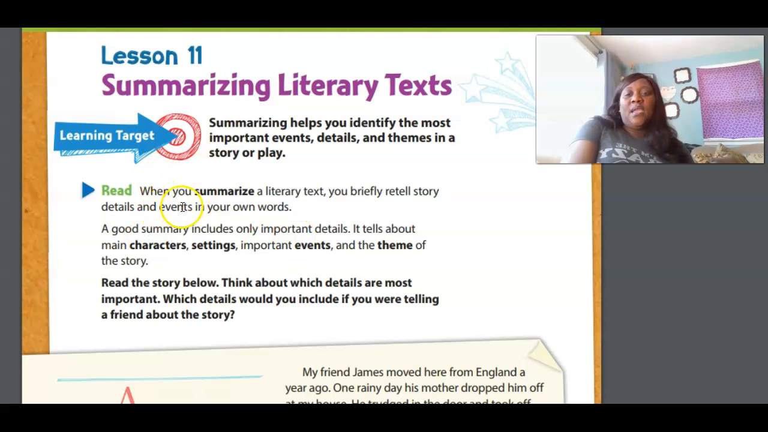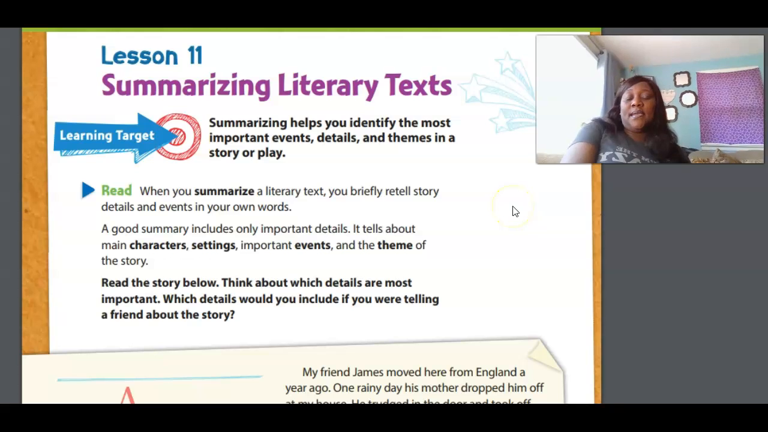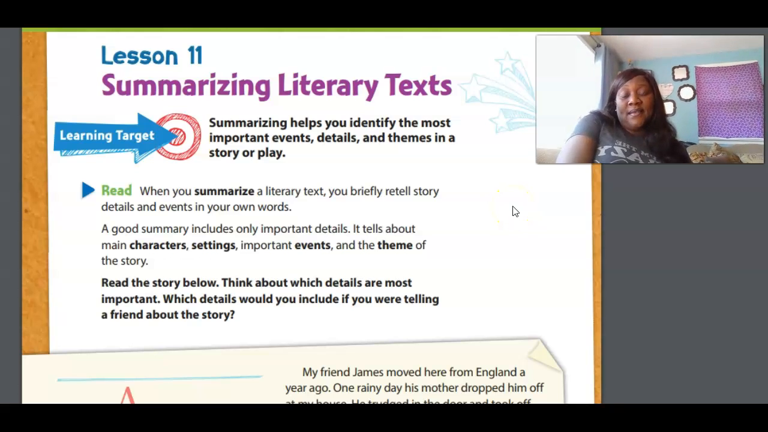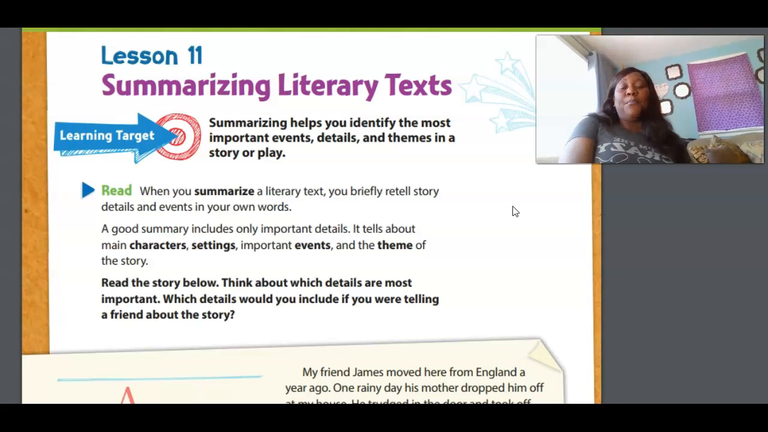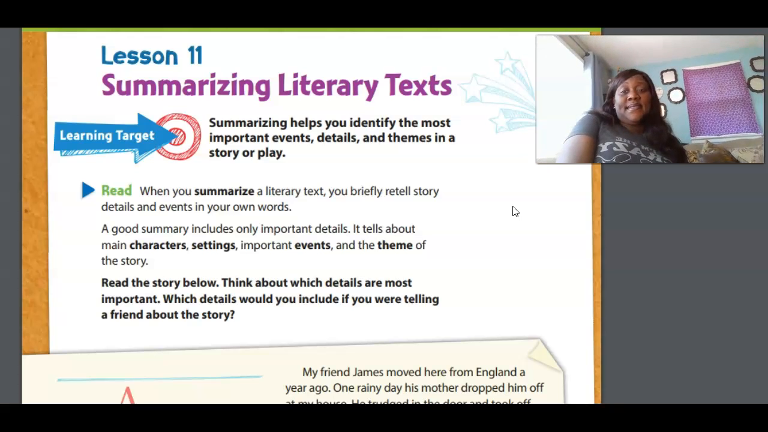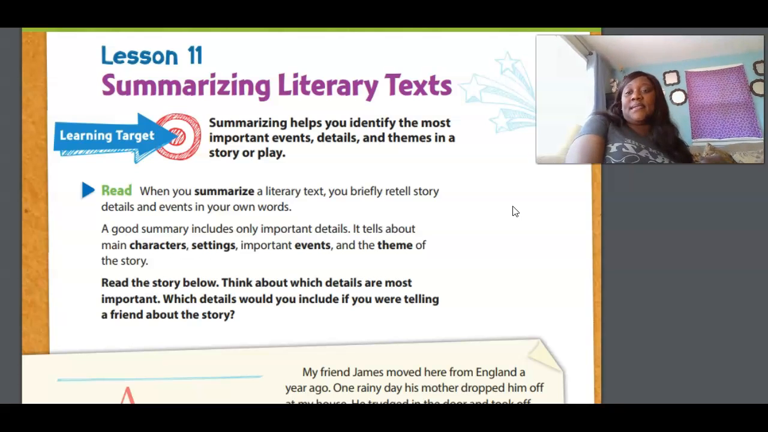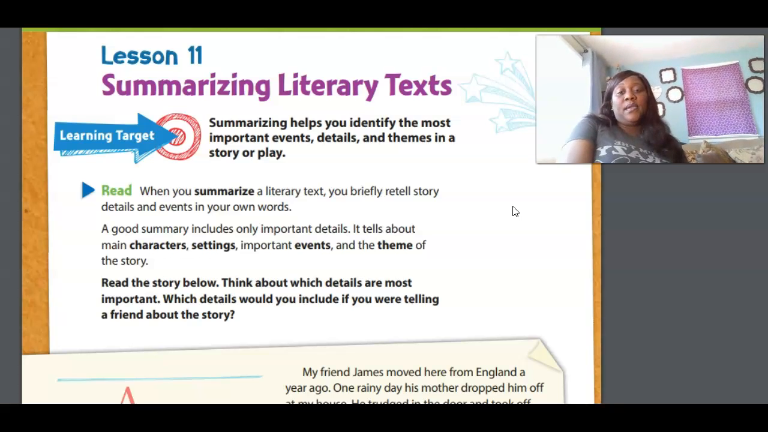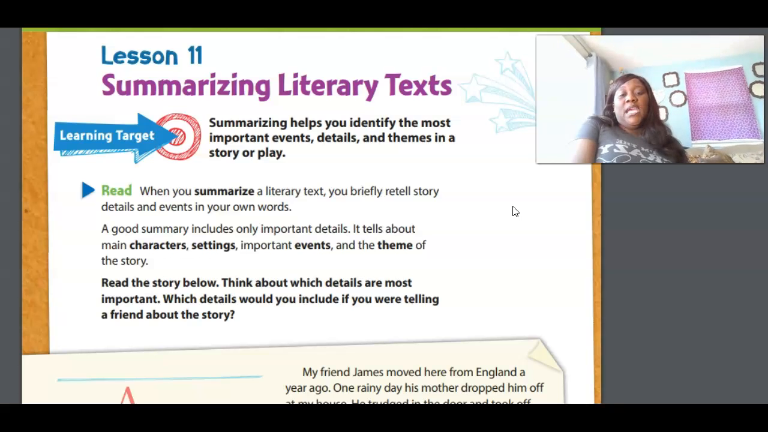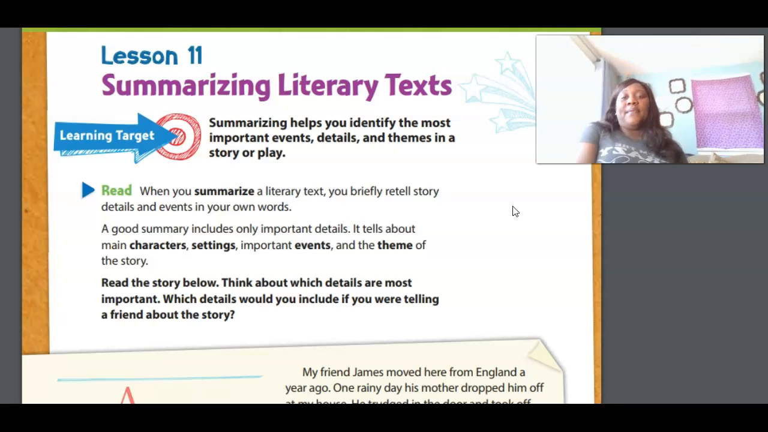Let's go to read. When you summarize a literary text, you briefly retell stories and details and events in your own words. A good summary includes only important details. It tells about main characters, settings, important events, and the theme of a story. We're going to read the story below, and we're going to think about which details are most important and which details you would include if you were telling a friend about the story.